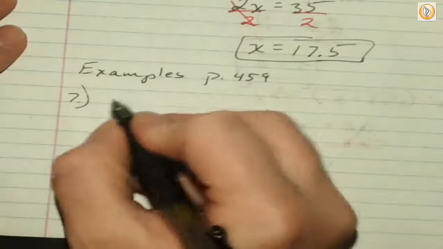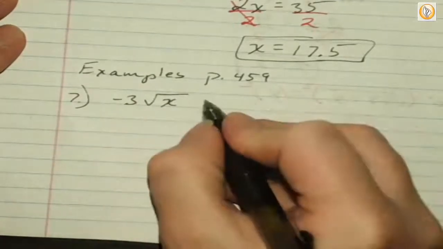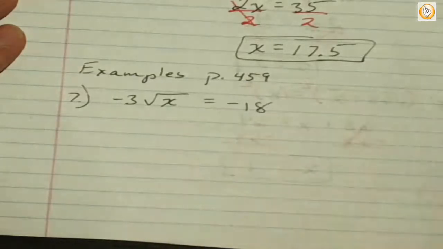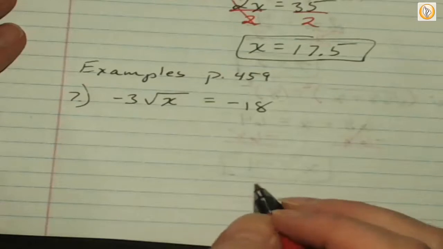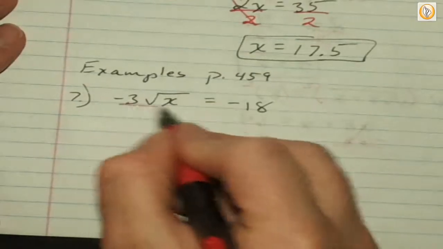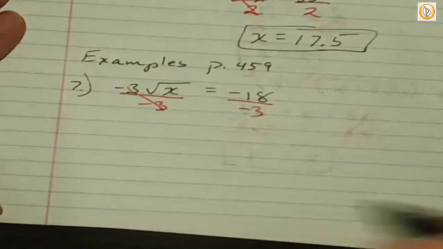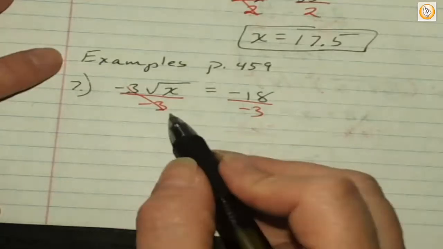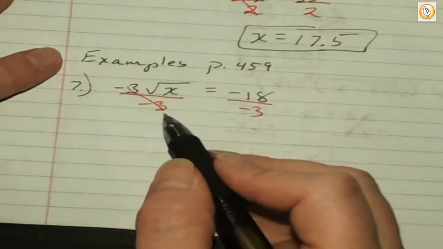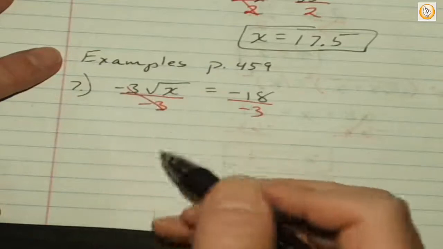All right, number 7. -3 times radical x equals -18. So we have to divide both sides by -3. Wait, did we always divide? Yeah, because this is multiplied together, so we're getting rid of it.